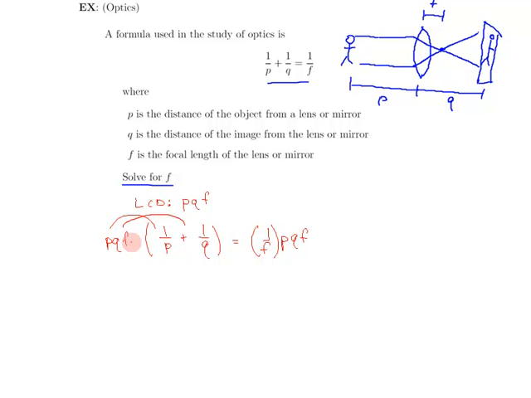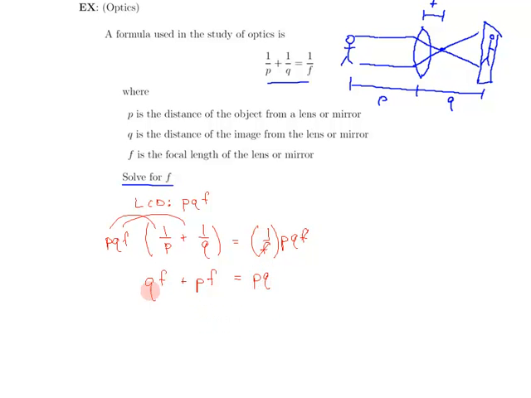When I take PQF times 1 over P, the P's cancel. I'm left with QF. When I take PQF times 1 over Q, the Q's cancel. I'm left with PF. And on the right hand side, when I multiply that, the F's cancel, and I'm left with PQ.